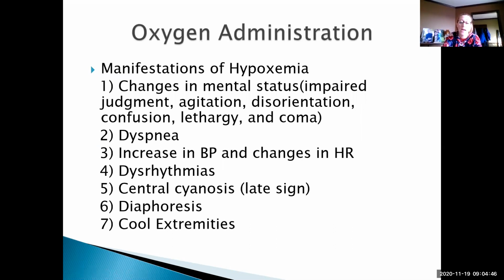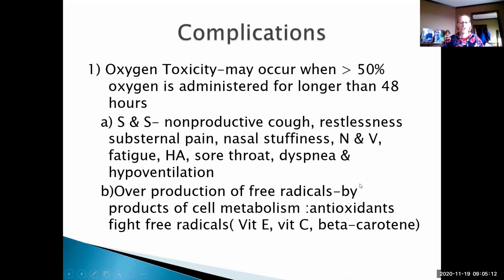Manifestations of hypoxemia: changes in mental status, so restlessness, those changes are often the first signs of hypoxia. Then as it progresses, you have your dyspnea, changes in vital signs, increase in blood pressure, heart rate, dysrhythmias because the heart's not getting enough oxygen. Central cyanosis would be a later sign. And diaphoresis, cool extremities, all signs that the body is not getting enough oxygenation.